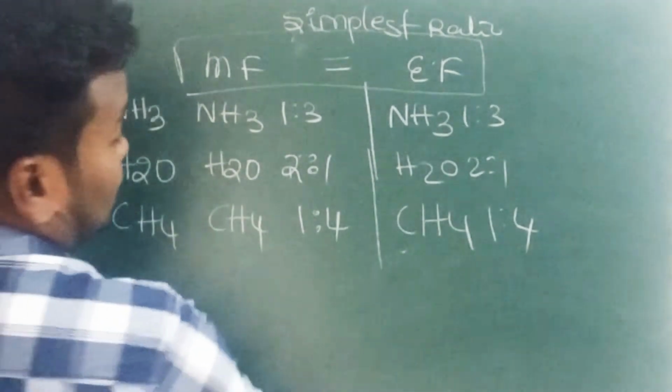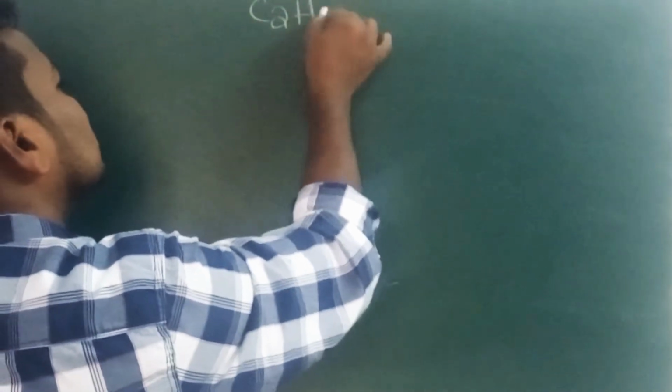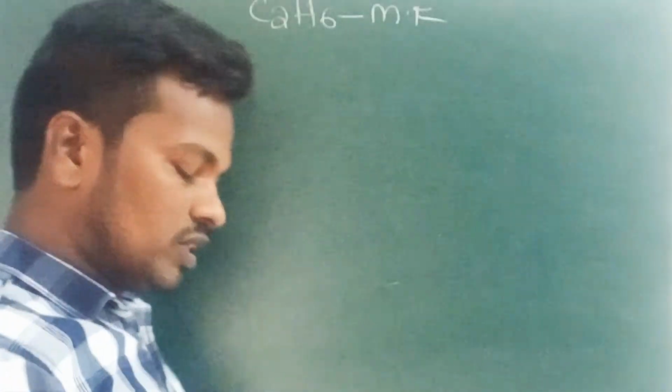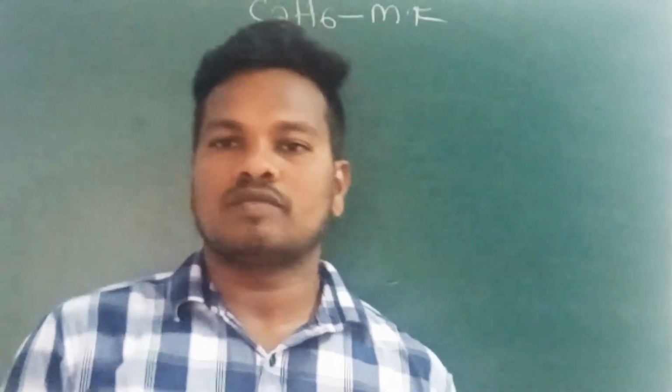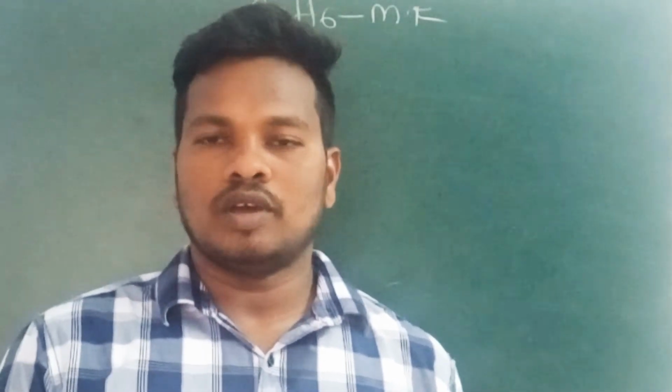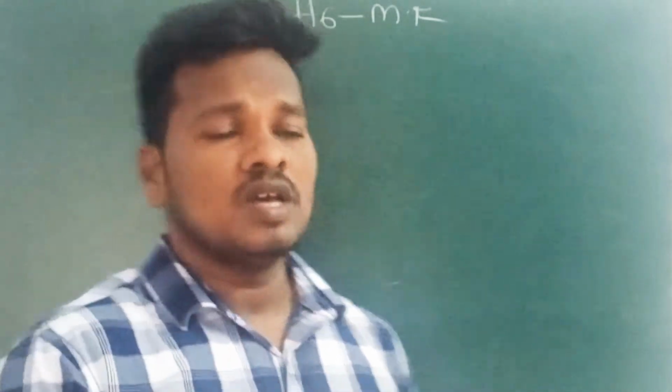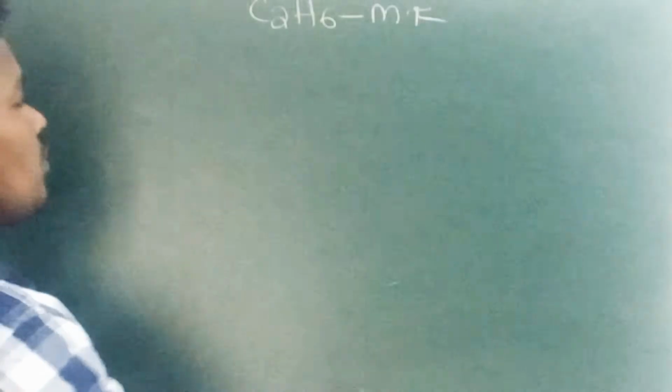So what is the relation between the molecular formula and empirical formula? For example, I am taking the molecular formula C2H6. From this I have to derive an equation that gives the relation between the molecular formula and empirical formula.